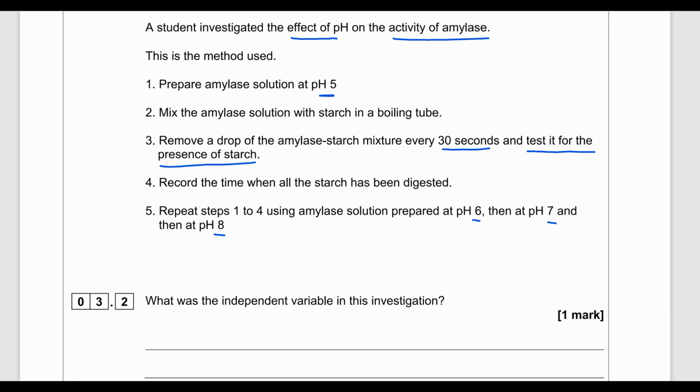But if you just look at the first sentence, it can also give us an indication of what our independent variable is. It says a student investigated the effect of pH on the activity of amylase. So they want to see, how does this pH cause any change to the activity of amylase? The only way they could find that out is by changing the pH. So that has to be the answer.